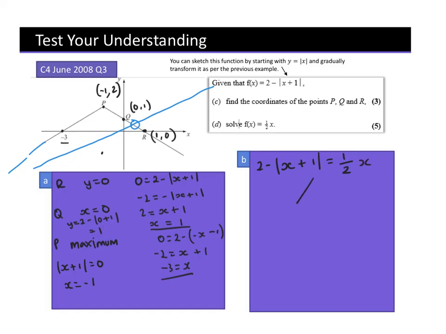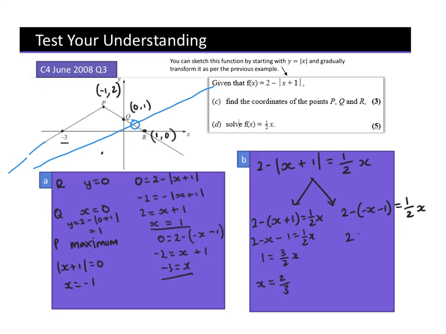Now remember this, we could potentially have two solutions. We could have it when we have 2 minus x plus 1 equals a half x, or we could have it when 2 minus minus x minus 1 equals a half x. So if we focus on the left-hand side first, 2 minus x minus 1 equals a half x. 1 equals 3 over 2x. x equals 2 over 3.